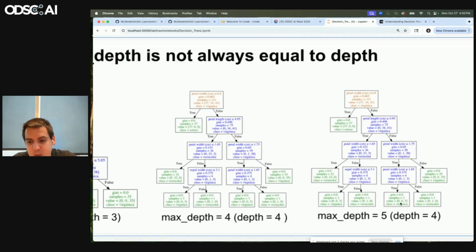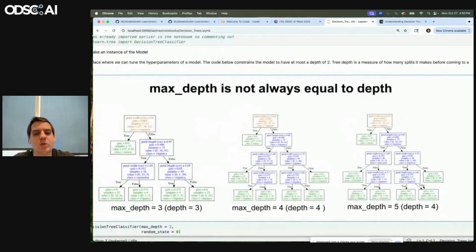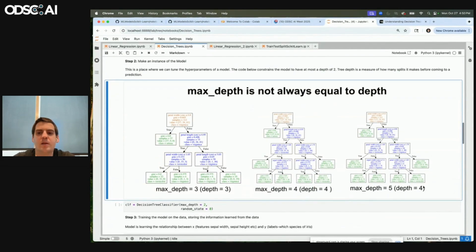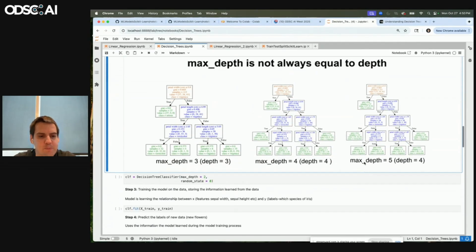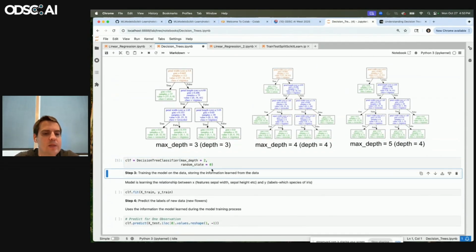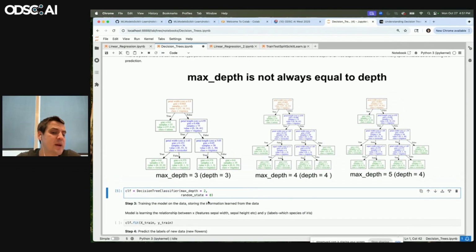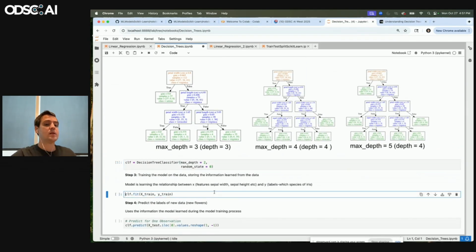But what you notice over here is that I have all pure classes. In this node, all the flowers are versicolor. In this node, all virginica. In this one, all versicolor, et cetera. So there's no need to have a 5th question. I'm not getting any information gain by just continuing to split these samples. So in this case, I'm saying max depth equal to 2. And of course, maybe I should set max depth equal to 3. Maybe that's a better model. And that's why we tune our hyperparameters.